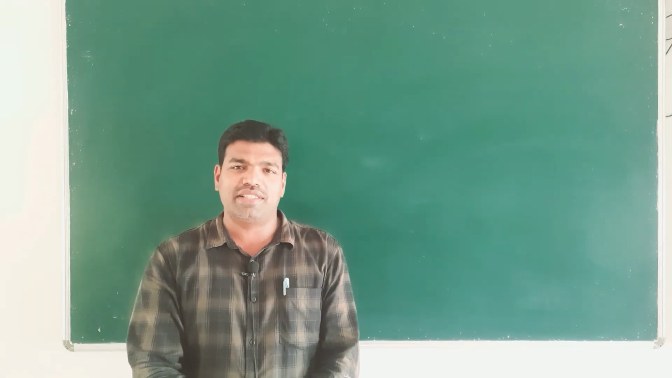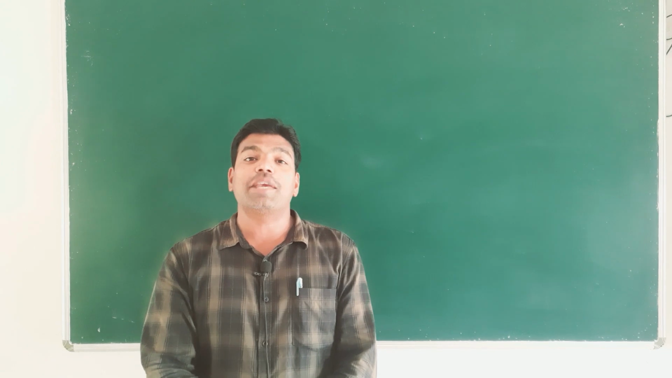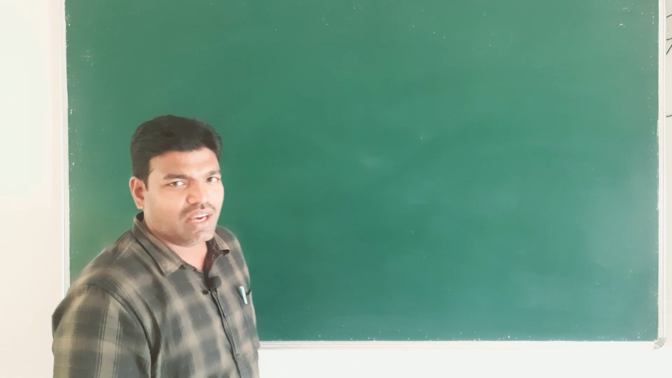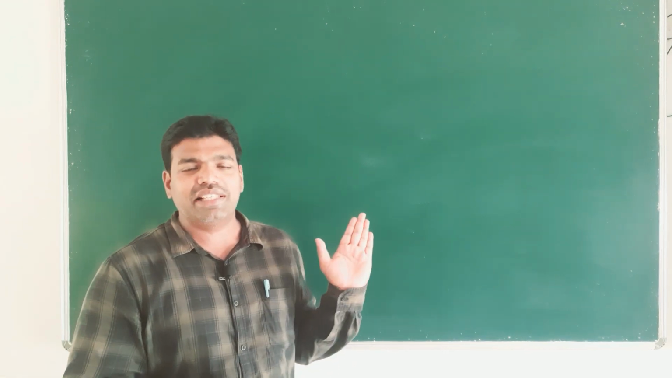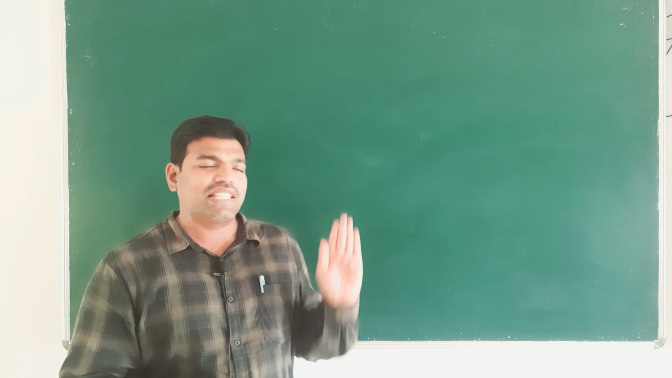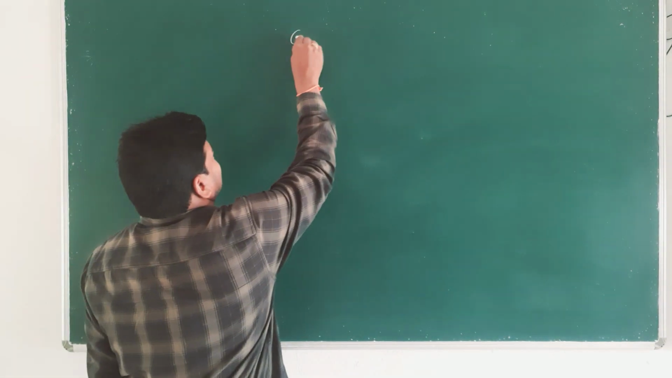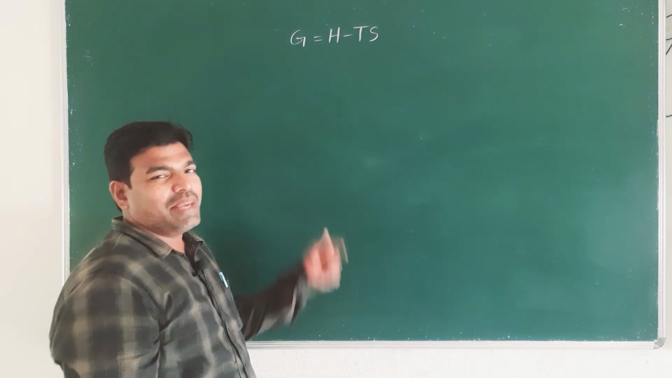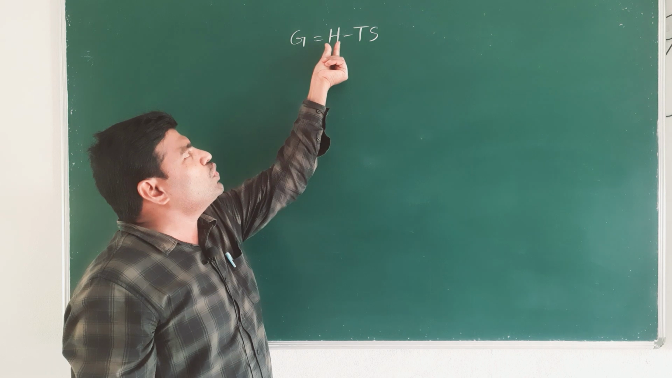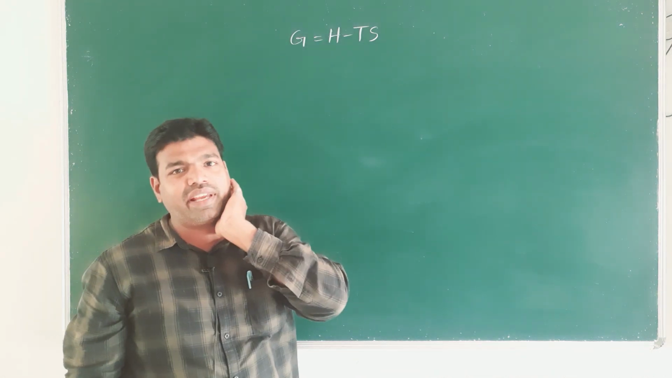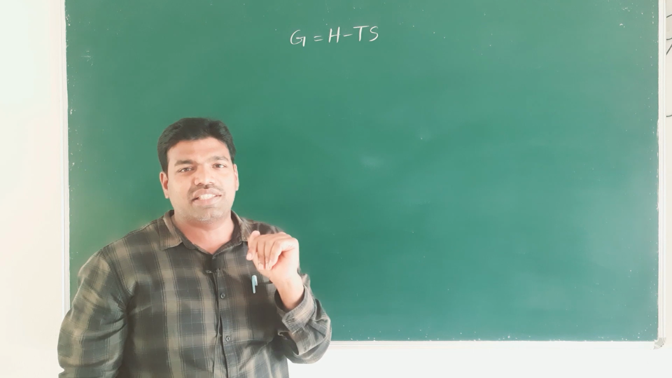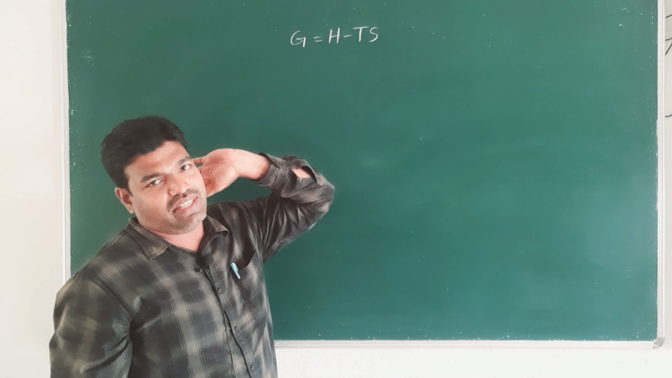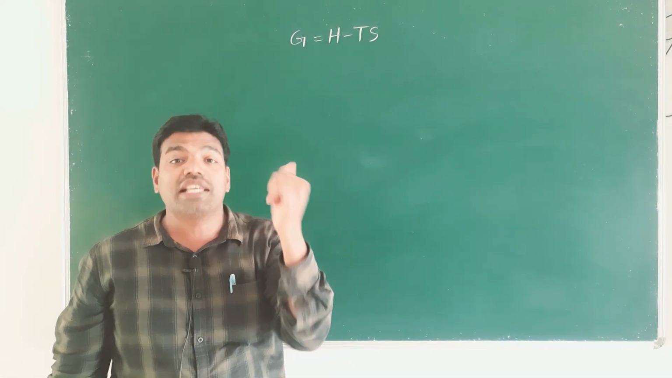Okay. Now, let us know about the significance of Gibbs free energy. Already we know that mathematically the Gibbs free energy is defined as G is equal to H minus TS. Gibbs free energy is nothing but isothermally available enthalpy. Another definition for Gibbs free energy is isothermally available enthalpy. G is equal to H minus TS. Now let us know the significance of Gibbs free energy.